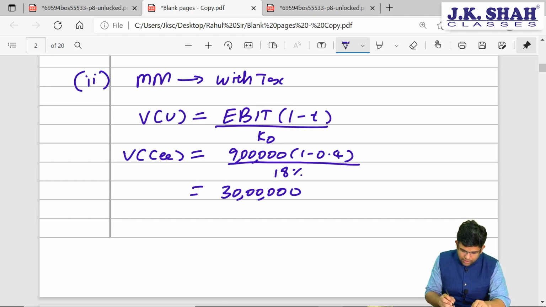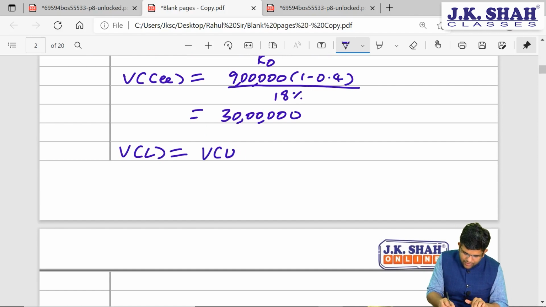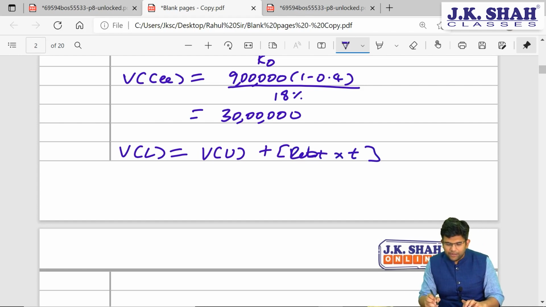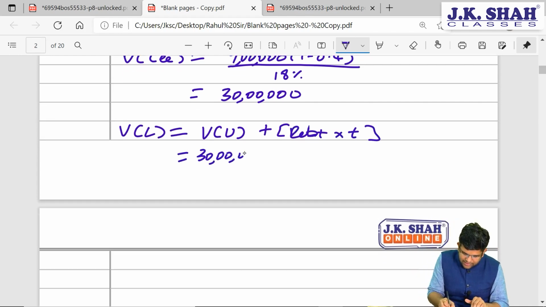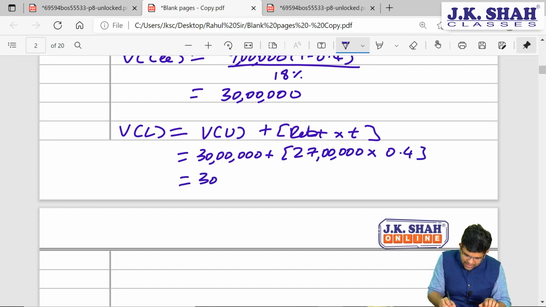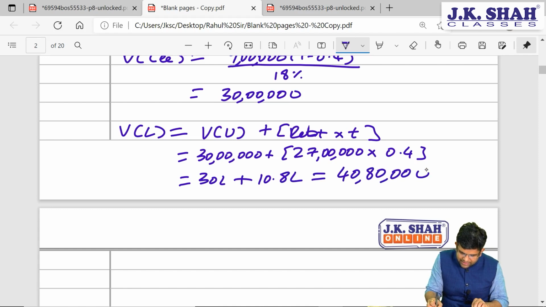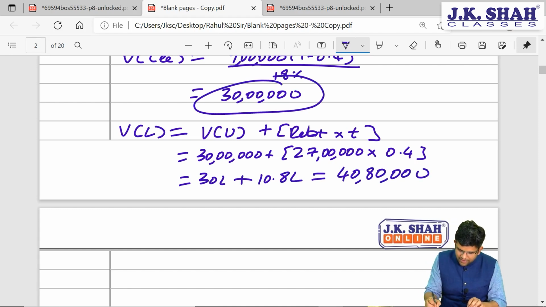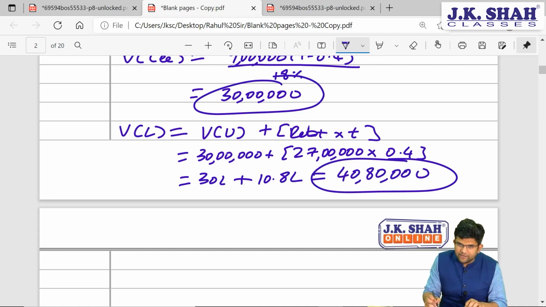Everyone clear? And then children, as far as the value of the levered firm is concerned, it is the value of unlevered plus debt into the tax rate. The value of unlevered, children, is 30 lakhs, debt is 27 lakhs, and tax rate is 40%. So students, this is 30 lakh plus 27 lakh into 40%, which is 10.8 lakhs, and this therefore comes to 40 lakh 80,000. So with that, children, we calculated the value of firms of both the companies. One has a value of 30 lakhs, the other has a value of 40 lakh 80,000.